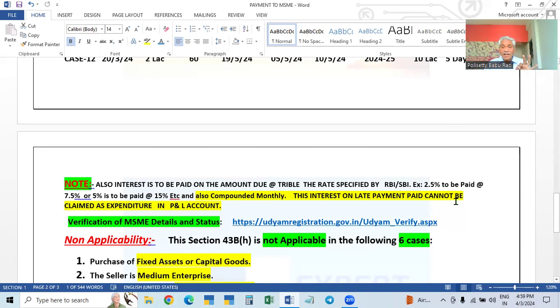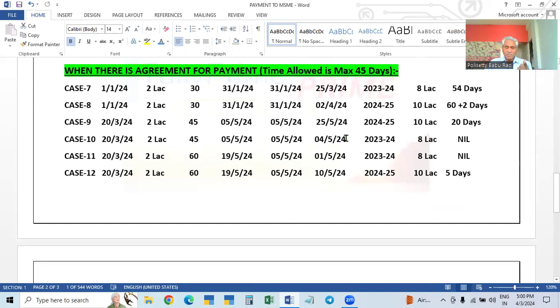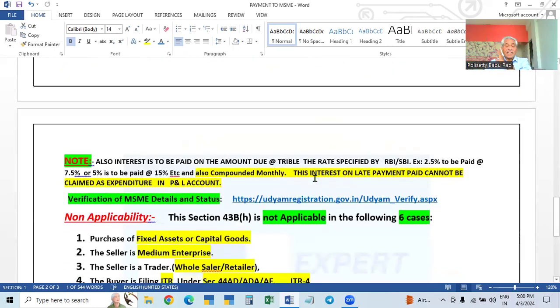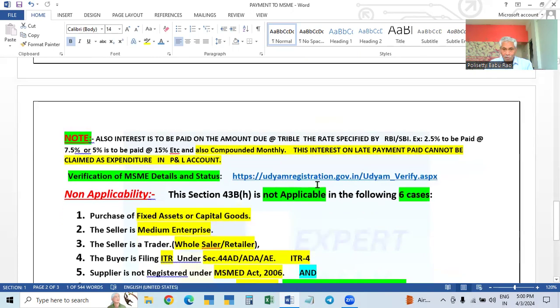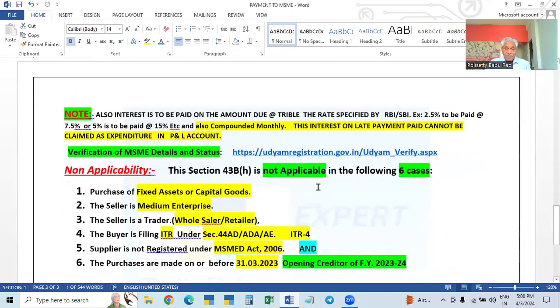The interest on late payment cannot be claimed as an expenditure in the profit and loss account. So when you debit the interest paid in the profit and loss account, that will not be allowed. The purchase of goods or services, that is expenses, will be disallowed if you have not paid within the due date or within the financial year. Disallowed, but when it is paid in the next financial year, it will be allowed again. But the interest will never be allowed. It will be disallowed even in the next financial year when it is paid. The late fee interest will not be allowed.